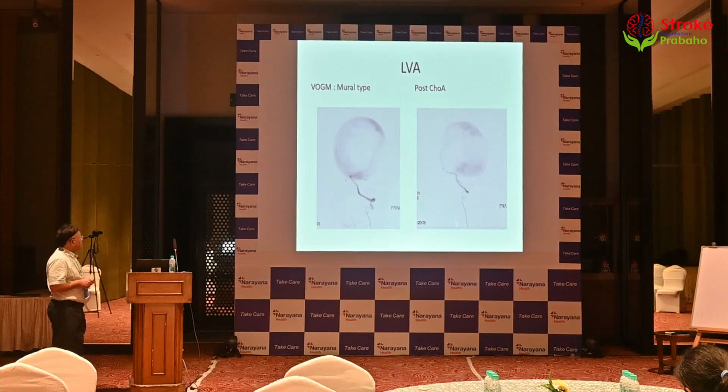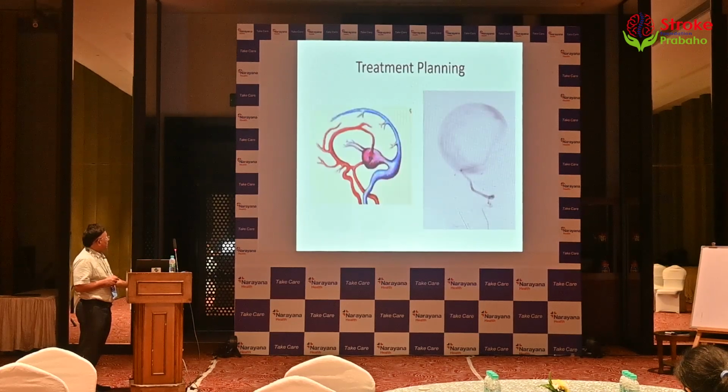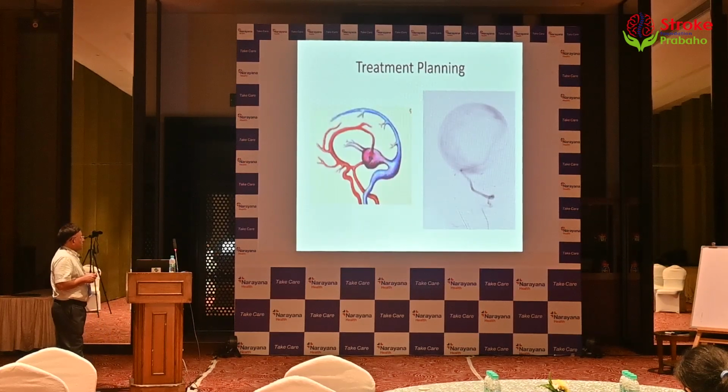Left vertebral artery injection. This is the PCA, and the posterior choroidal artery is supplying this fistula. And this is a mural type. So basically, we have two types of vein of Galen malformation: mural and choroidal. We will see what they are. So we have to plan our treatment.